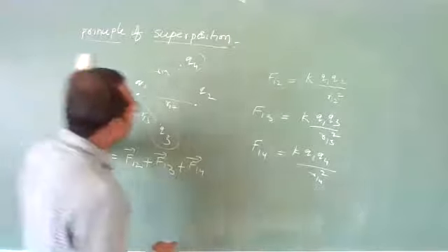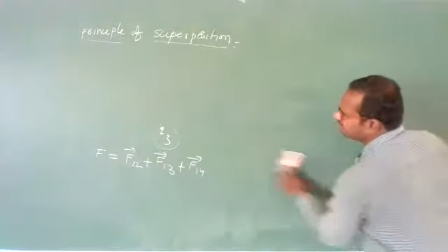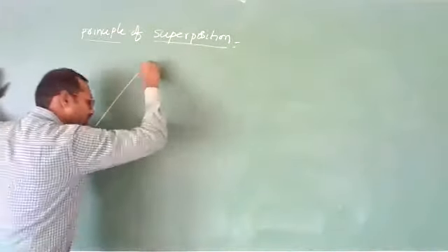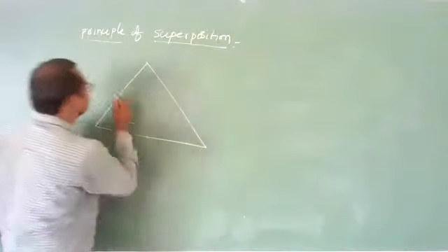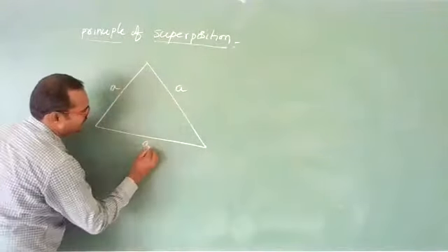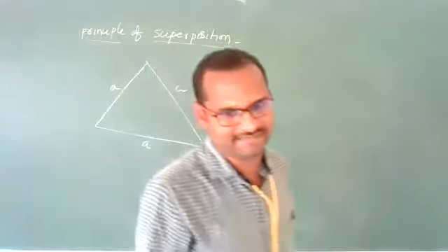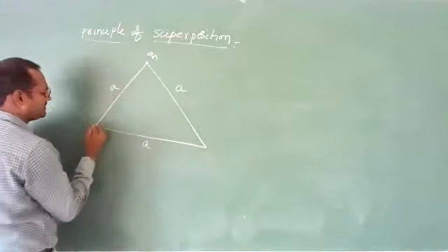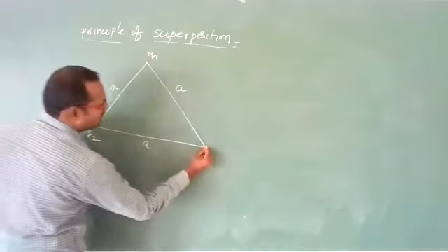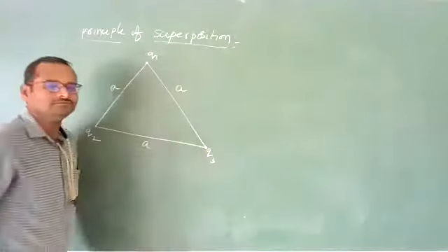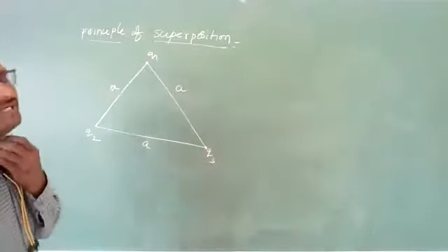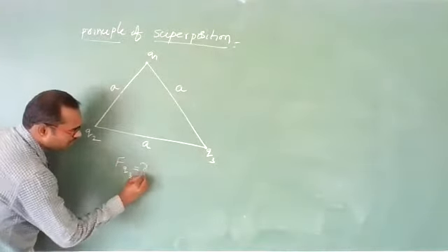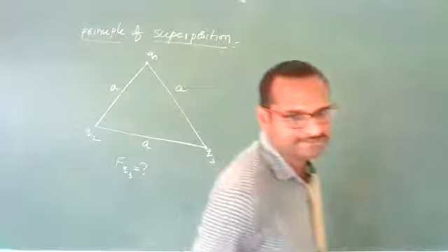So on this topic, let us solve some problems. Let us suppose we have one triangle like this, and the sides of this triangle are A. Imagine it is an equilateral triangle. On its three corners, let us suppose three charges are there, Q1, Q2 and Q3. My question is, how much force is acting on the Q3 charge? This we need to find.